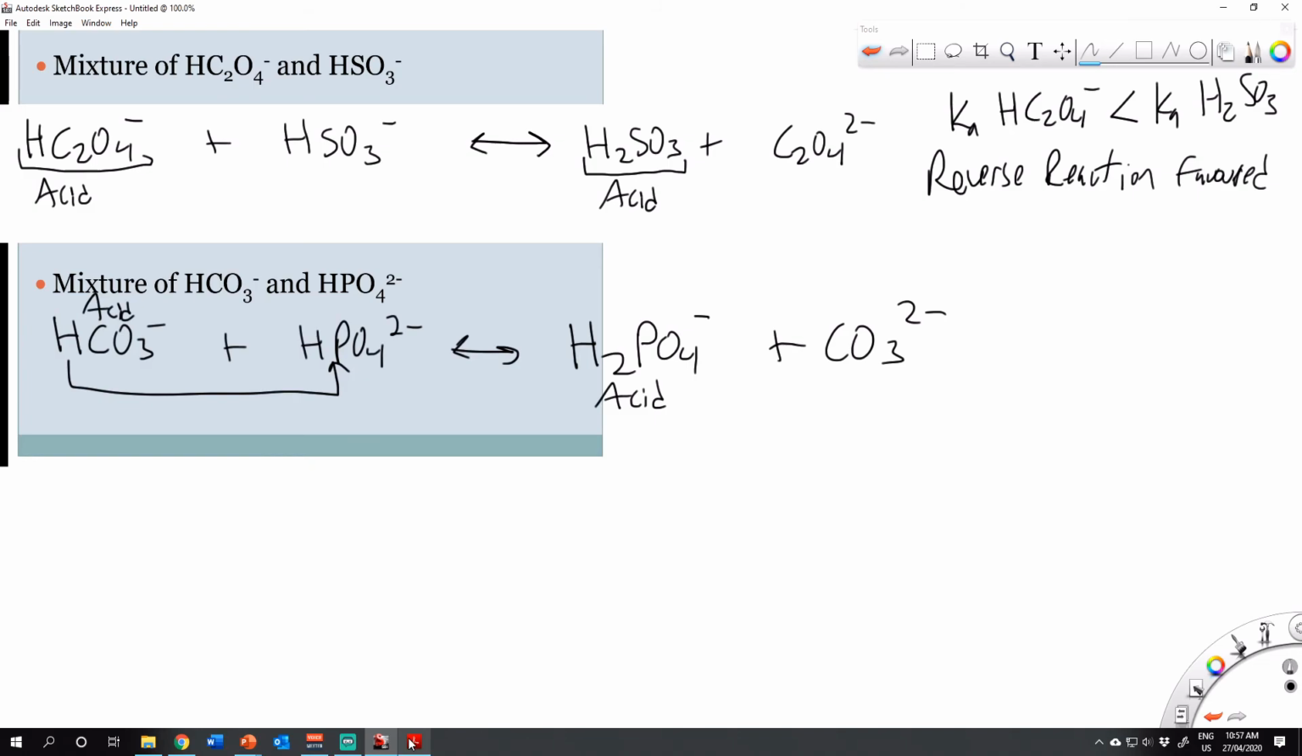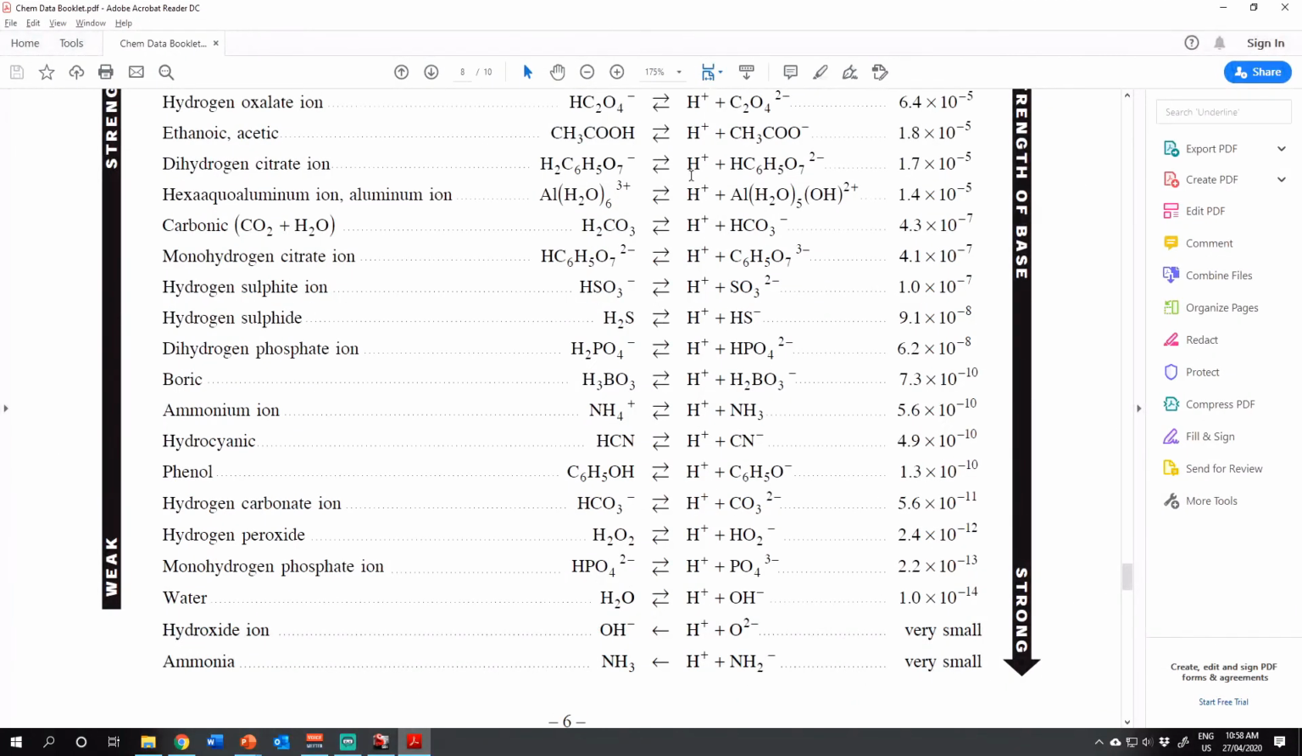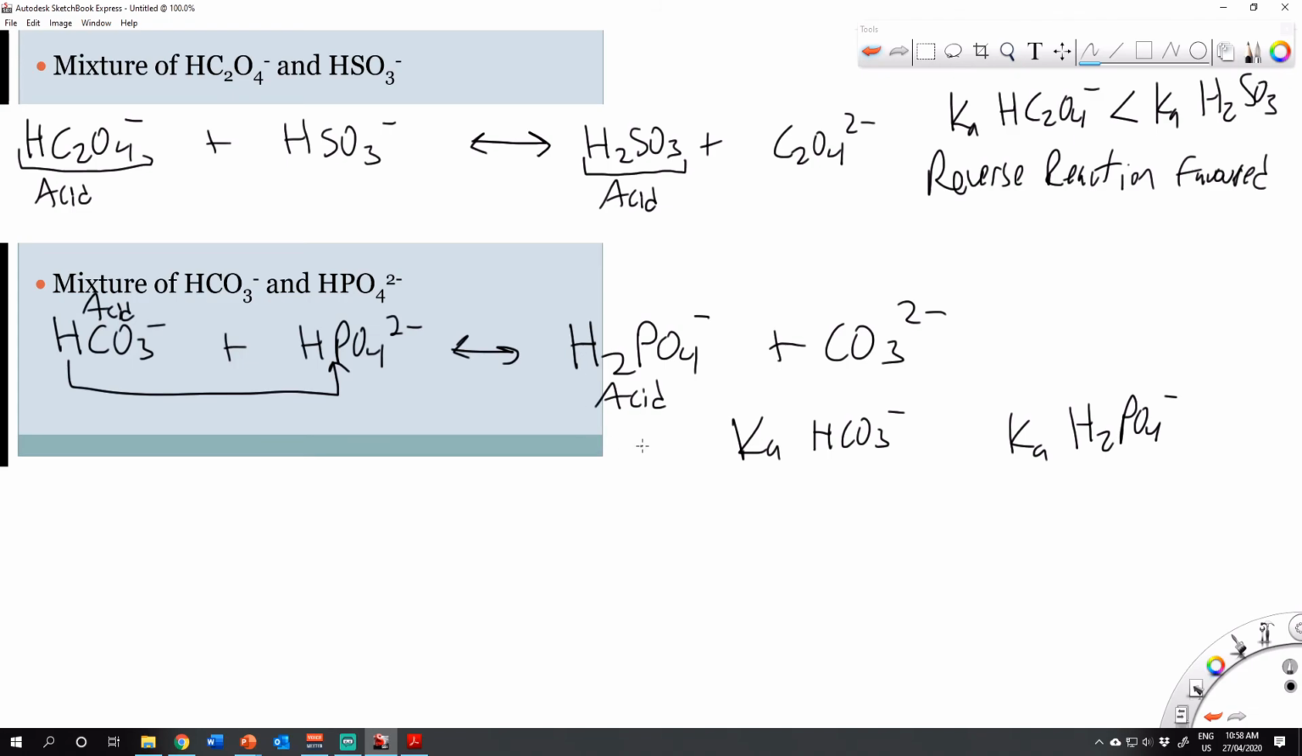So now we compare. Ka of HCO3-, how does that compare to the Ka of H2PO4-? Let's look. H2PO4- is here. HCO3- is here. So again, this is going to be reverse reaction favored.